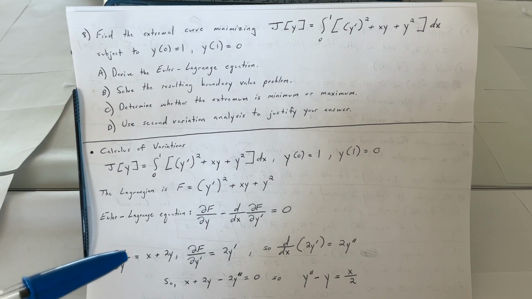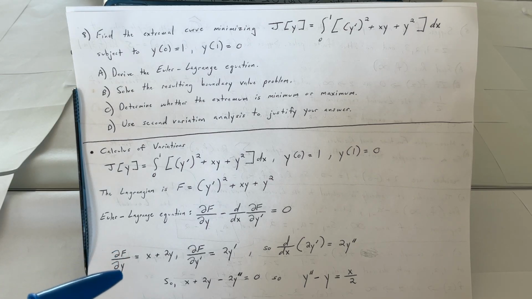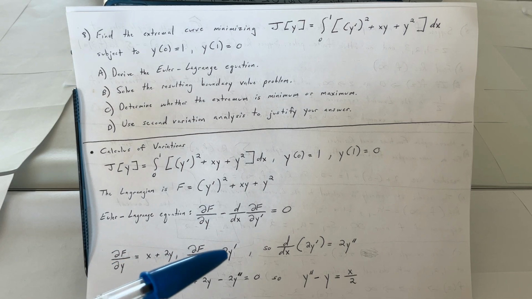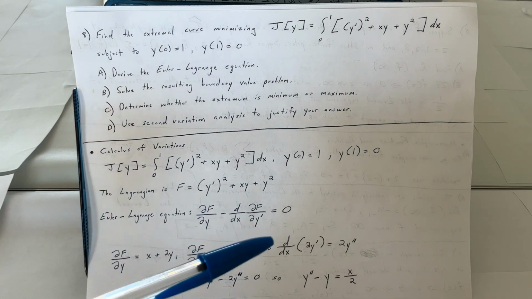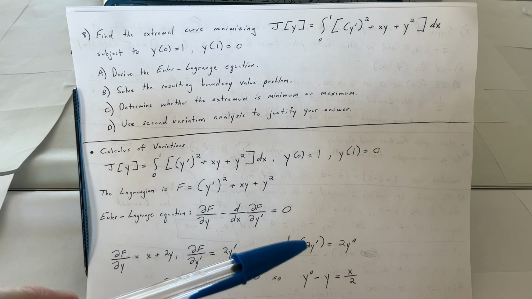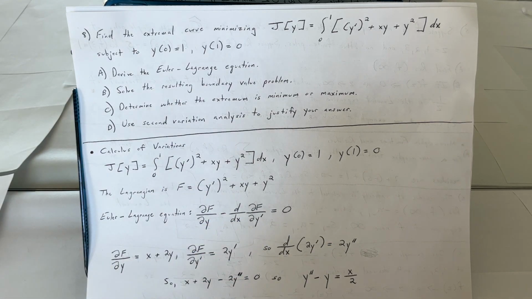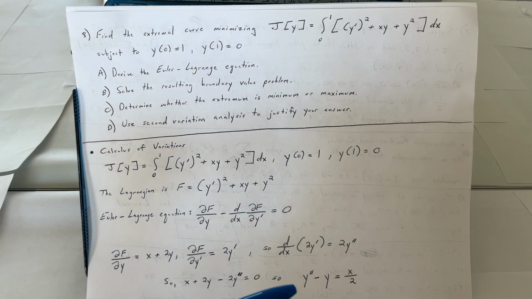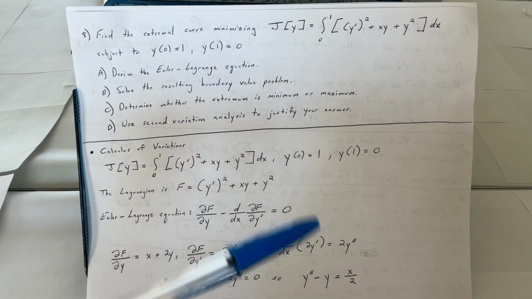The partial derivative of f with respect to y equals x plus 2y. The partial derivative of f with respect to y prime equals 2y prime. So d/dx of 2y prime is 2y double prime. So x plus 2y minus 2y double prime equals 0. And simplifying that, y double prime minus y equals x over 2.